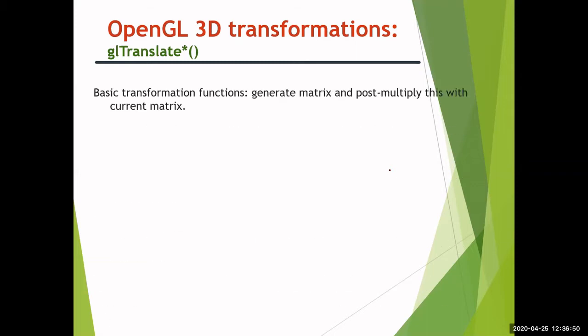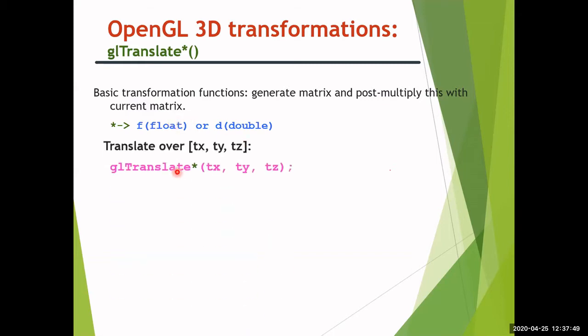Then we will learn glRotate and glScale. All these three functions have a star. Star indicates F or D, that is, float or double. That we will find in all three transformation functions. Fine, so now we will see translate.